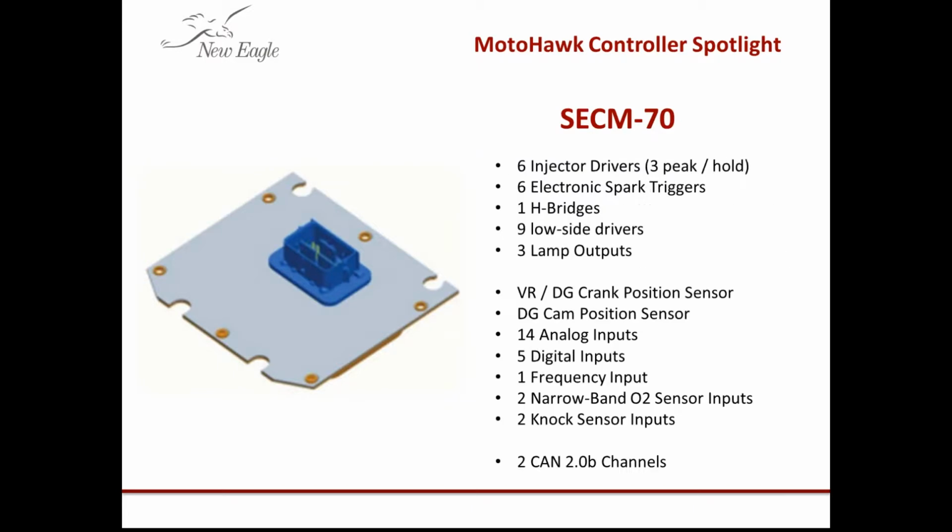To talk a little bit about what that has for I/O, we've got 6 injector drivers, 3 of which can handle peak and hold if you need to do an aspirated gaseous fuel control system. We've got 6 electronic spark timing outputs, an H-bridge for throttle control, 9 low drivers for doing peripheral I/O, and some lamps. And then inputs for traditional engine things. You've got VR and digital crank position and cam position sensors, only digital on the cam. Up to 14 analogs and 5 digitals of frequency input, some O2 and NOx sensors as well, and it's got 2 CAN channels for doing integration into your vehicle.